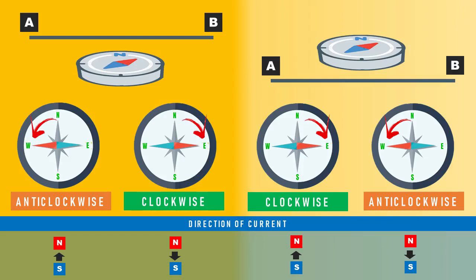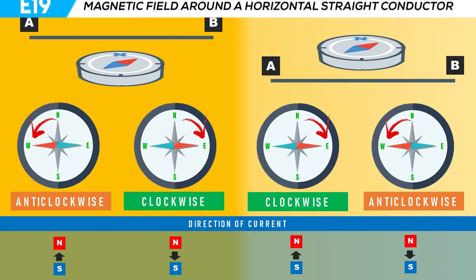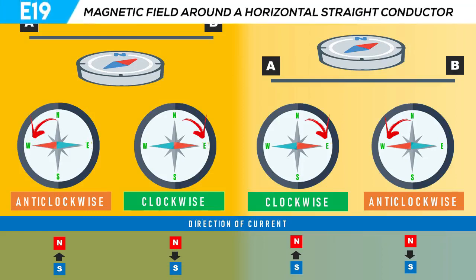Now comes the last one. Current is from B to A, that is from north pole side to south pole side. Same, the north pole deflects towards right. In the north-south direction, right is west. So it will move towards west, and the direction is anti-clockwise.